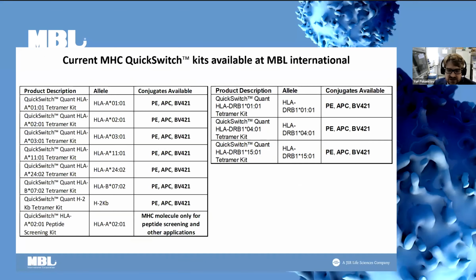To this end, here's a list of QuickSwitch tetramers and MHC molecules that are currently available on our website, but we're constantly working to add new MHC types to our existing product line. This is only the QuickSwitch. If you are interested in just getting tetramers, our list is a little bit bigger. We have more alleles available for that. And with that, I'm going to take questions if anyone has any.